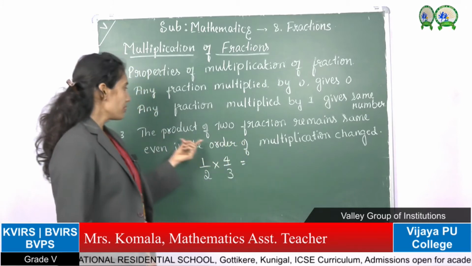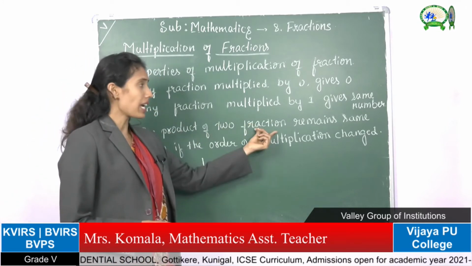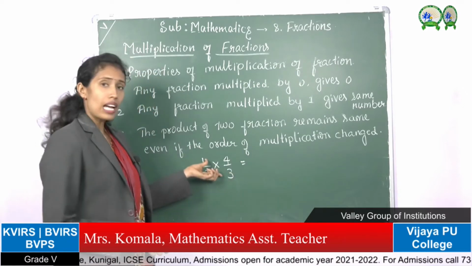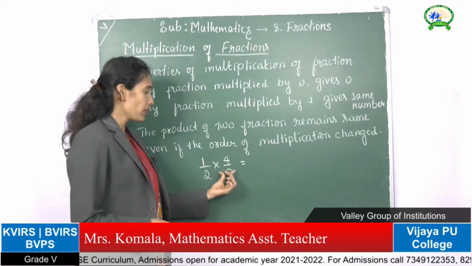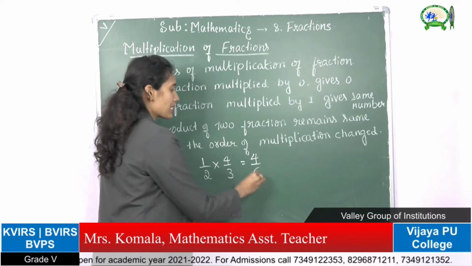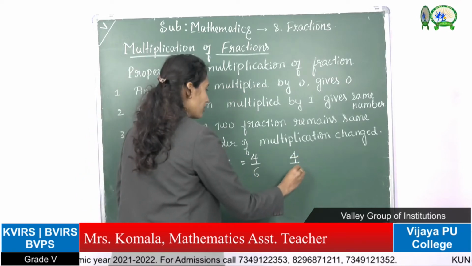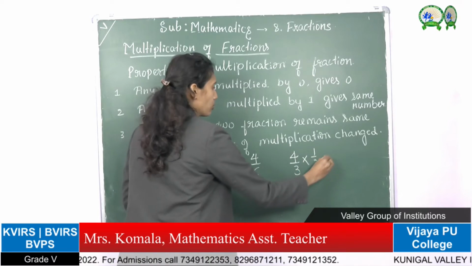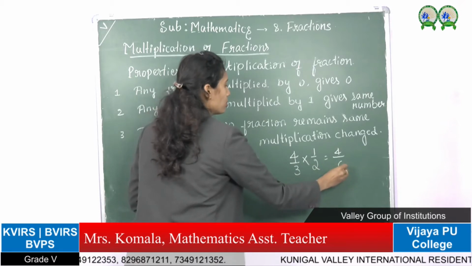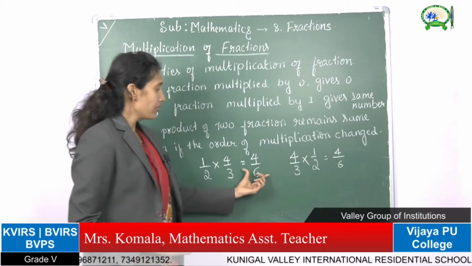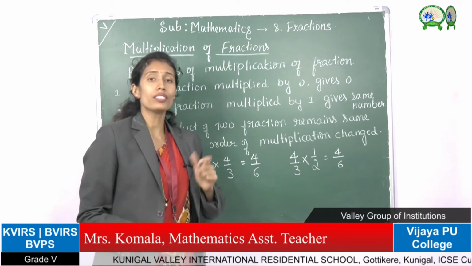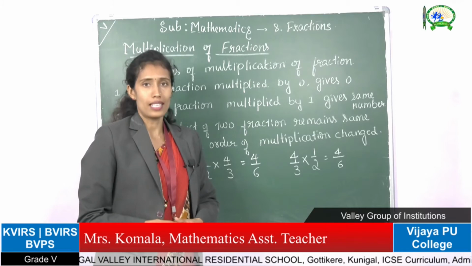And the third property is the product of two fractions remain same even when we change the order. Yes, here I have written 1 by 2 into 4 by 3. What is the product? 1 into 4 is 4. 2 into 3 is 6. Now I will change the order. First I will write 4 by 3 into 1 by 2. Now find out the product. 4 into 1, 4. 3 into 2 is 6. So we get the same answer, that is 4 by 6. Even though when we change the order of the fraction, the product will be same.